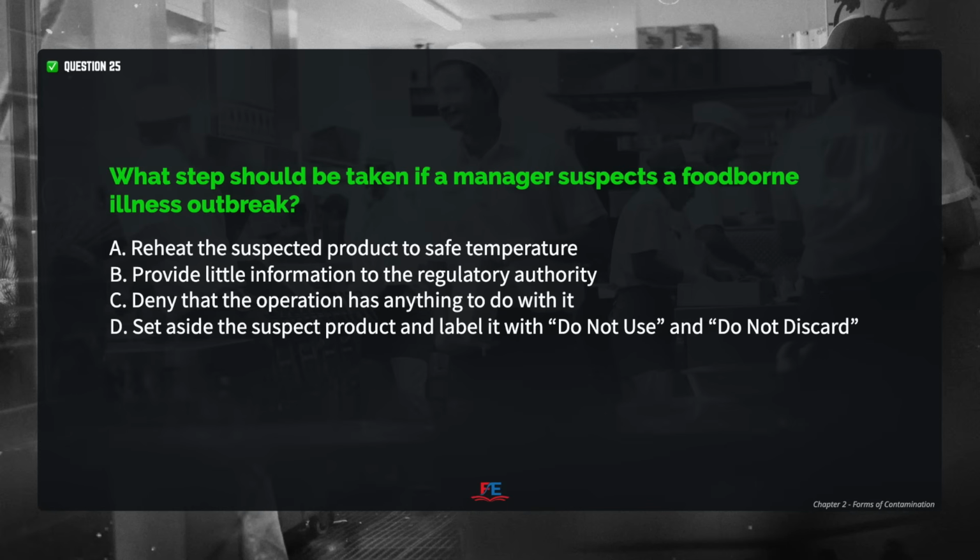B and C are red flags. The lack of transparency can make things worse legally and ethically. So the correct answer here, your final correct answer for this video, is going to be D. If you suspect contaminated food, preserve it as evidence. Don't throw it away or serve it. Label it clearly and notify the authorities.